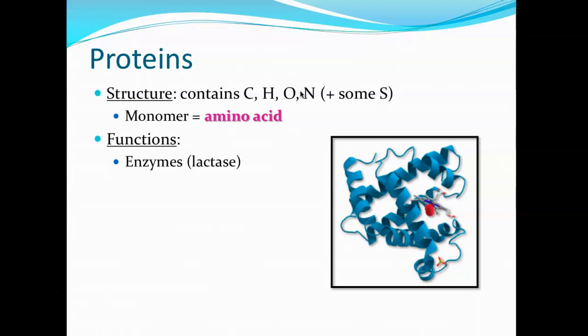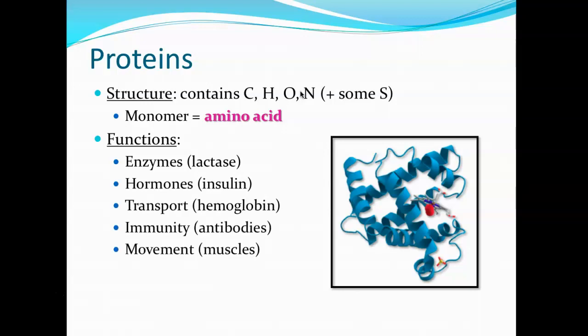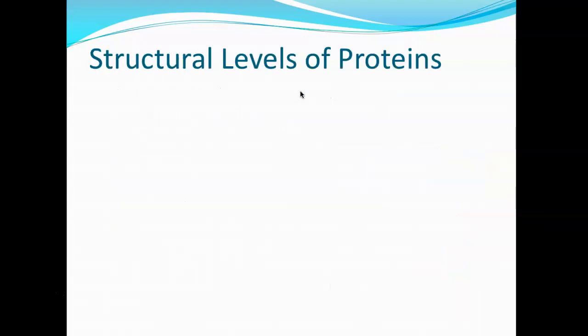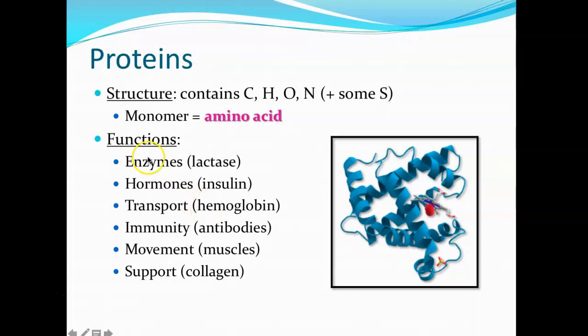And I'm going to show you a picture here in just a minute of what an amino acid would look like. And here are all the functions. Wow, they are so important. They do all these things. They function as enzymes. They can function as hormones. So insulin is an example of a protein, functions as a hormone, meaning it's just a chemical messenger that travels through the blood. Hemoglobin, which is found in red blood cells, transports oxygen.